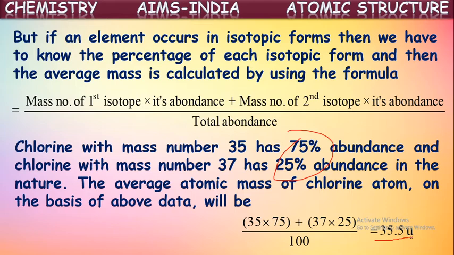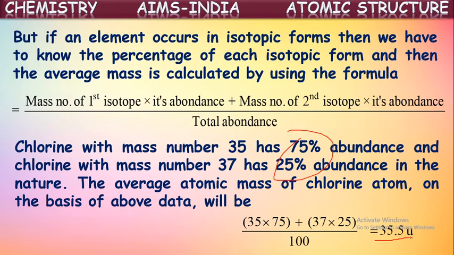If an element has more than one kind of isotope with considerable abundance, then its average atomic mass or atomic weight is calculated using the formula: mass number of the first isotope times its abundance plus mass number of the second isotope times its abundance, divided by total abundance. In this way, chlorine gets its average atomic mass as 35.5 units. So we can say the atomic weight of chlorine is 35.5.